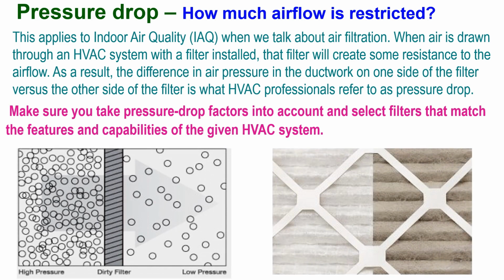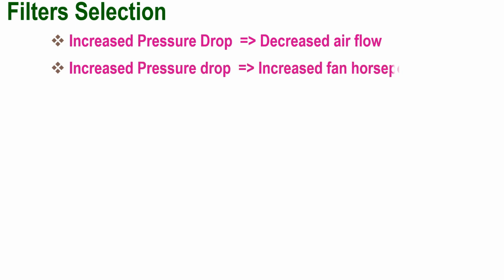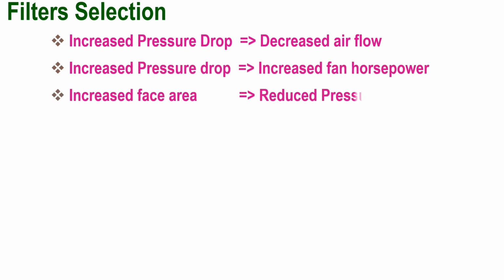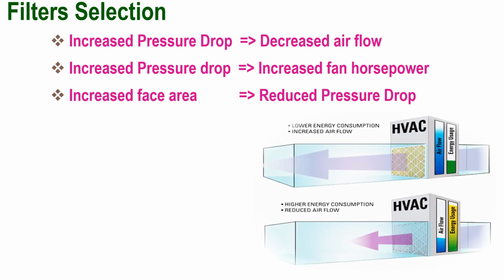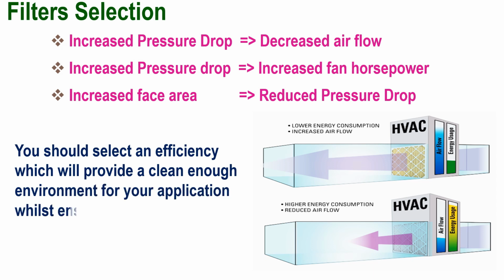Make sure you take pressure drop factors into account and select filters that match the features and capabilities of the given HVAC system. 1. Increased pressure drop causes decreased airflow. 2. Increased pressure drop causes increased fan horsepower. 3. Increased face area will reduce pressure drop. You should select an efficiency which will provide a clean enough environment for your application whilst ensuring an acceptable pressure drop.